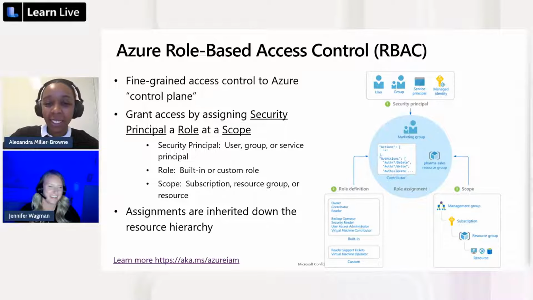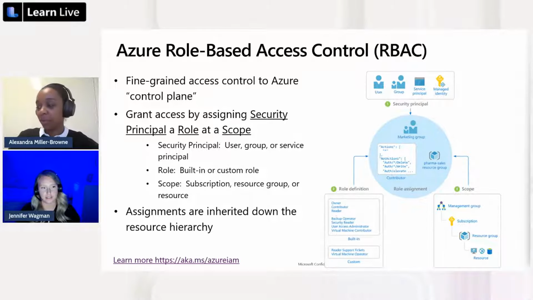Cool. Thank you. Okay, so we're going to talk a bit about the identity piece of the governance strategy. So when we talk about RBAC, that just stands for Role-Based Access Control. And Role-Based Access Control is just the fine-grained access control permissions that are assigned to the Azure control plane. So there's a couple pieces that make up RBAC, or Role-Based Access Control.